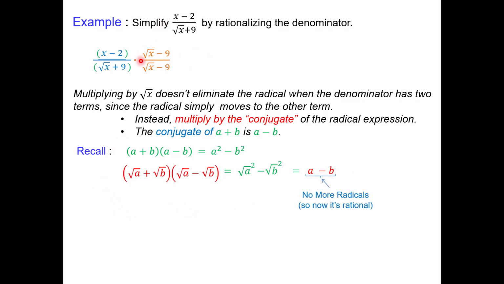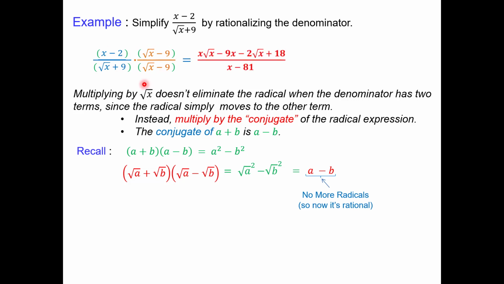So back up here, instead of multiplying by just the square root x, we actually need to multiply by square root x minus 9, the conjugate of the denominator. And we do this top and bottom. This is just the number 1 again, something divided by itself. And then we FOIL this out. So you do have to actually work out the FOILing here.